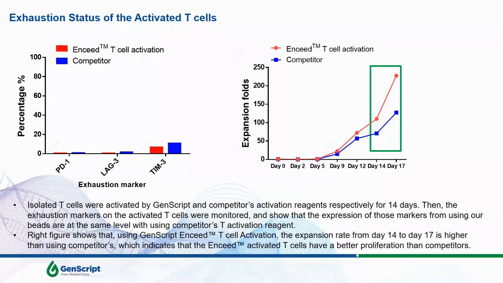The left figure shows the exhaustion markers LAG3, TIM3, and PD1 monitored after activation for 14 days. There's no difference in the expression of those exhaustion markers between using our beads and the TransAct. Also, the right figure shows the proliferation data. If you focus on the expansion rate from day 15 to day 17, it is obvious that the activated T cells using our beads proliferate much faster than using Allogeneic beads. These results indicate that the activated T cells using our beads are more active after the activation than using Allogeneic TransAct.